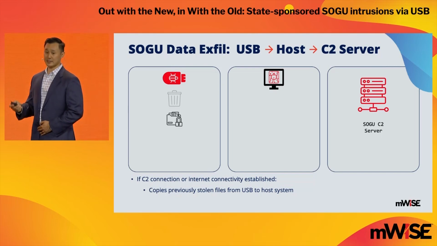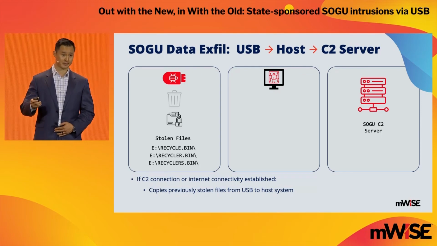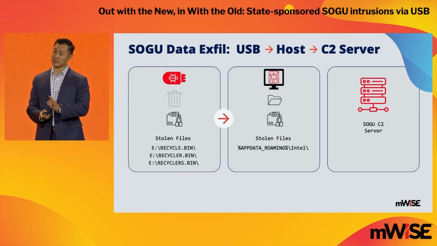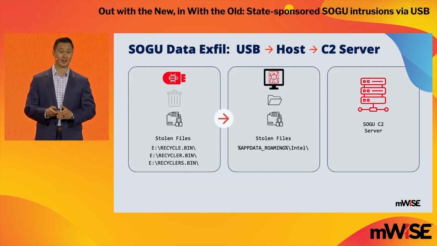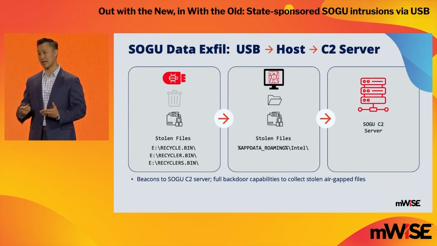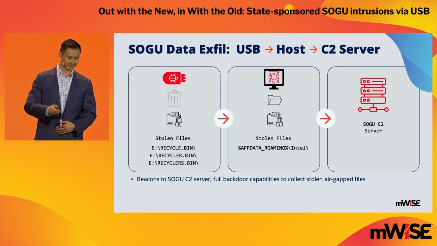The malware identifies stolen files on that USB in one of three hidden folders. It copies them to that host system in a specific staging directory. And then it beacons to the SOGU C2 server. And the backdoor has full capabilities to then exfiltrate those stolen air-gapped files.